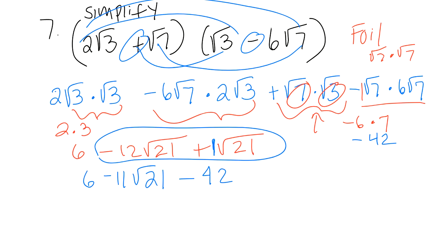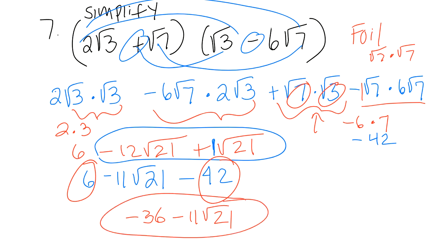And now I have to continue to do anything that's like. 6 and -42 gives me -36 minus 11 radical 21. Do not combine these, because you cannot combine a radical and a regular number. And this is how you simplify that.